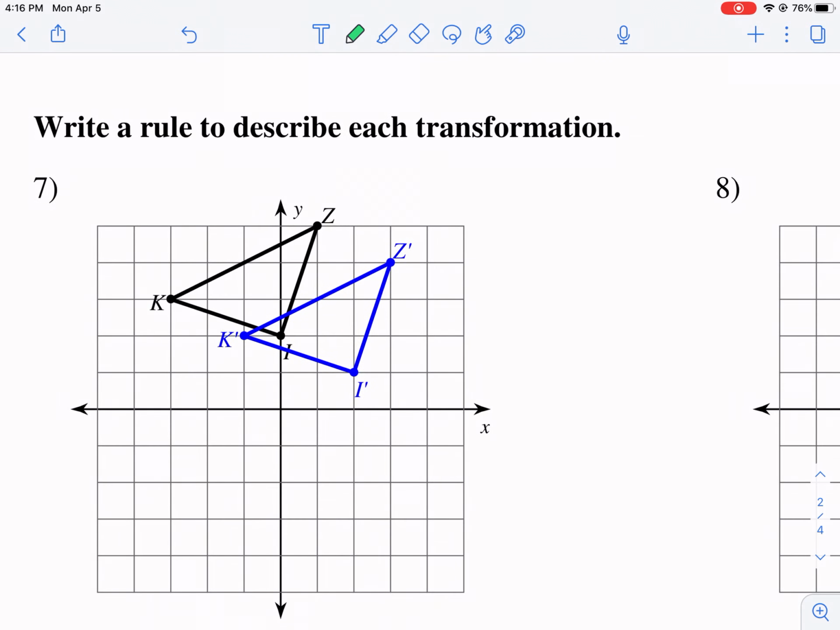Okay, so K was what we call the pre-image. That's before the move. K is the pre-image. And then this would be the image. This is after it moves, after the translation. Okay, and that works for any transformation. So that's after any transformation is the image. Before the move, so before transformation, would be the pre-image.